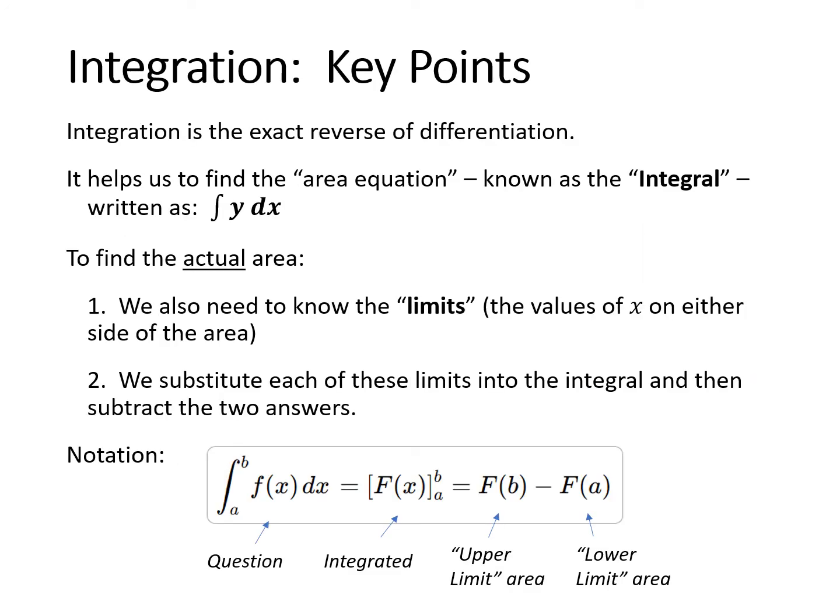So here are the key points again. The only thing I've done with this slide is just at the very bottom, I've shown you the notation. So you've got the question with the curly s, dx. Then when you've integrated it, you put it inside the square brackets and you put the limits on the right hand side. Then you put the first value, the higher value, into that and see what it comes out as. And then you put the lower value in and you see what that comes out as, and then you subtract those two answers. That shows you the process and the notation. Hope that's clear.